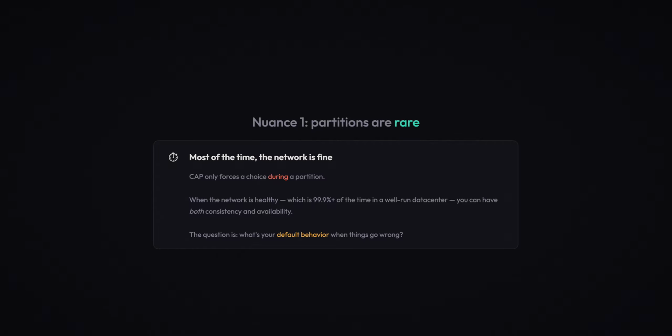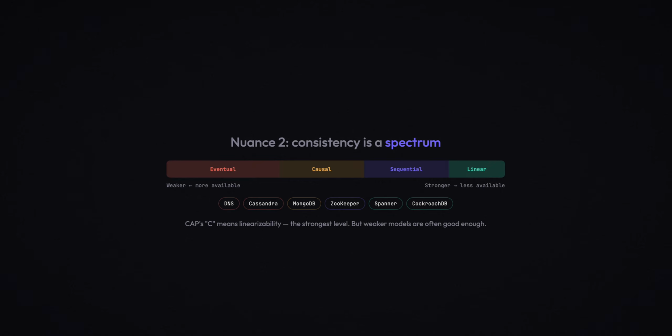Nuance 2. Consistency is a spectrum, not a binary. CAP's C means linearizability, the absolute strongest consistency model. But between linearizability and total chaos, there's a whole spectrum. Eventual consistency, writes propagate eventually, but you might read stale data. That's what Cassandra and DNS offer.